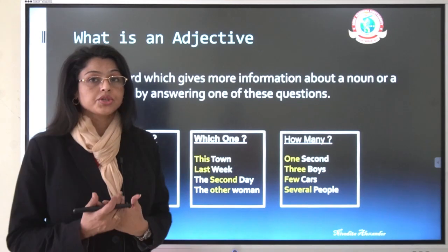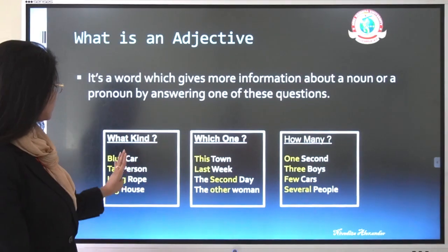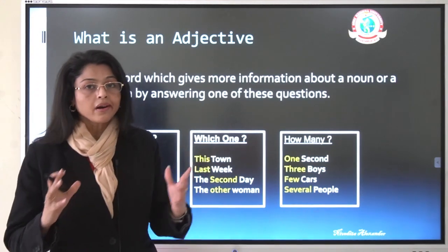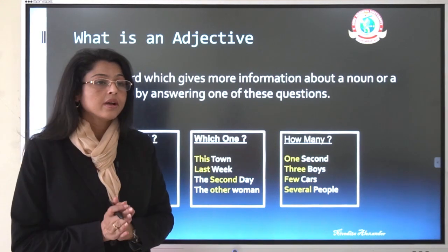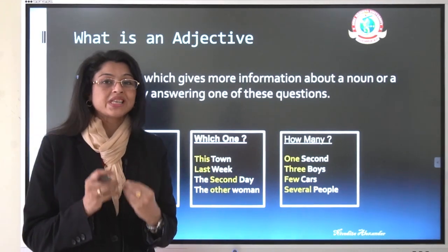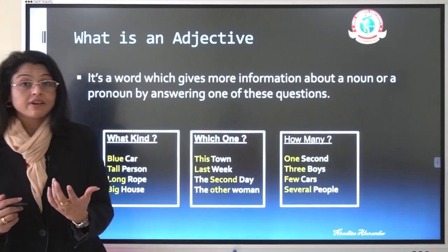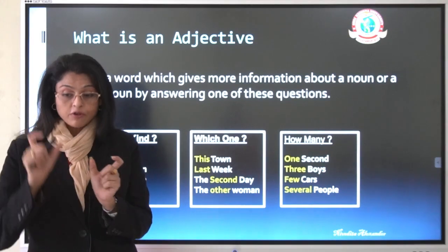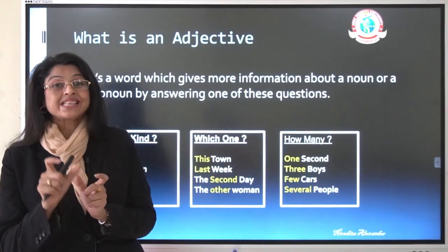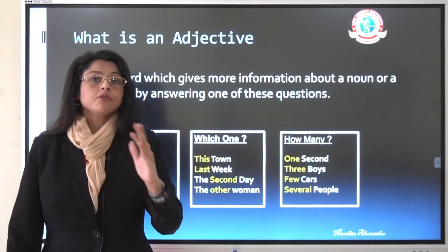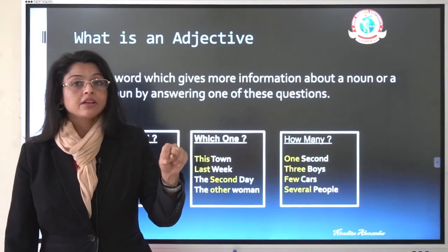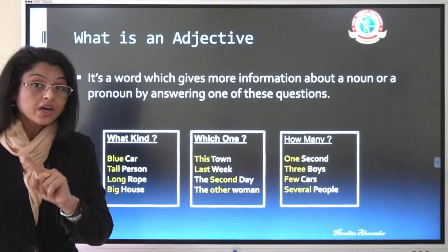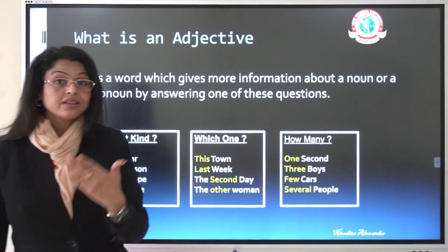Now what could be the questions? What kind? Suppose you are standing in a market of pre-owned cars, and you want to indicate one particular car. How will you identify that? The word which shows the quality of a specific car will be called an adjective. If you have to point out one particular thing, like that blue car or that red car, these words blue and red are the adjectives.